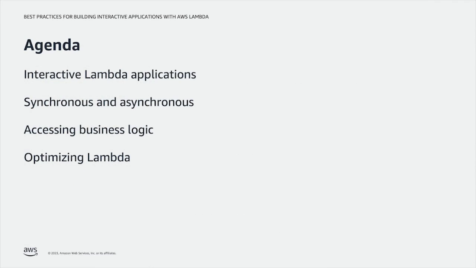So this is what I want to cover. I want to talk about what I mean when I say an interactive application on Lambda. In order to understand that, I'm going to talk a little bit about the difference between synchronous and asynchronous, and what happens when you invoke Lambda synchronously and asynchronously. I'll spend a lot of time talking about accessing business logic within your serverless applications. That means really accessing your Lambda function code. And we'll talk a little bit about how you can optimize that as well.